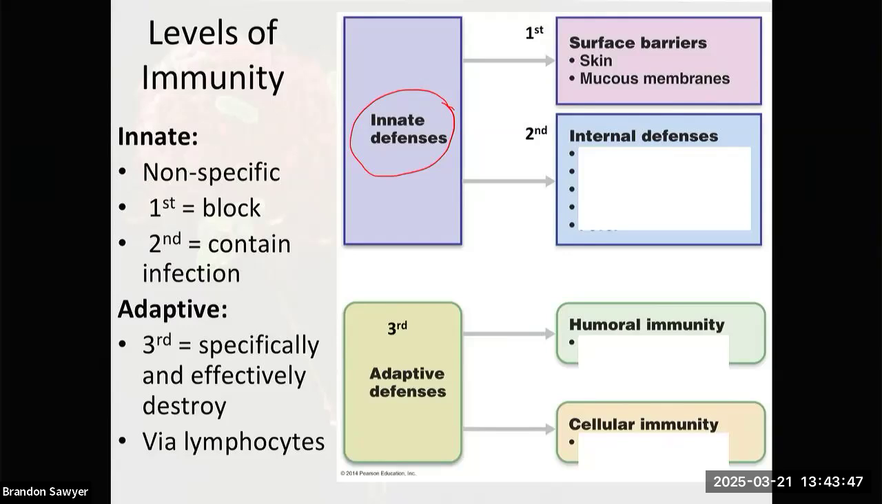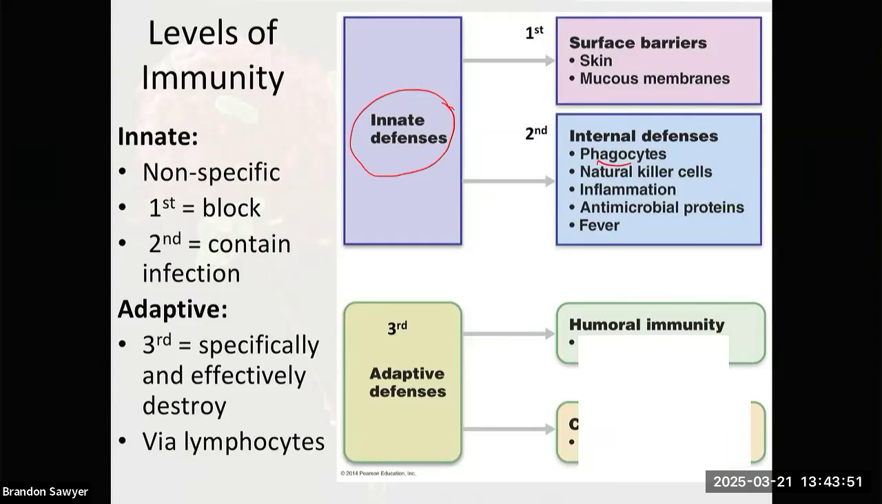Okay, and then we have internal defenses. Phagocytes, those would be the macrophages that were just being talked about in that video. We also have what are called natural killer cells. We talked about those a little bit already. The inflammatory process is part of the innate immune system.